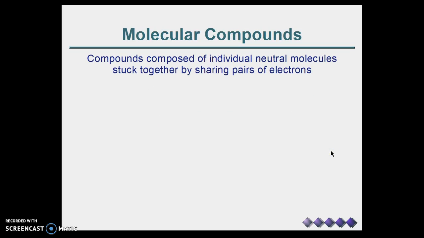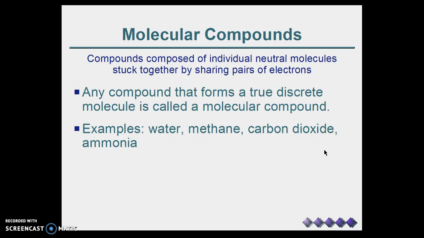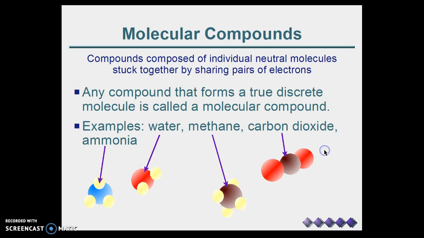Let's go to compounds now. Compounds composed of individual neutral molecules are called molecular compounds. And these are held together by sharing pairs of electrons. Any compound that forms a true discrete molecule is called a molecular compound. So water is one, methane, carbon dioxide, and ammonia. You can actually talk about a molecule of carbon dioxide.